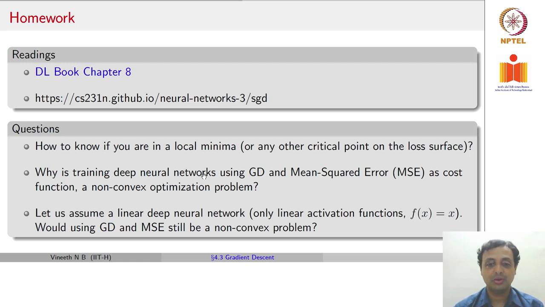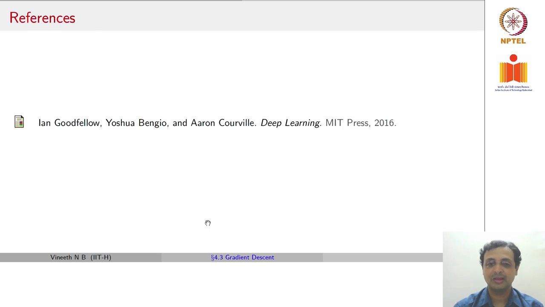Why is training deep neural networks using gradient descent and mean square error a non-convex optimization problem? This is the first question that we started with this lecture with. This is something for you to ponder upon. And finally, if we assume a deep linear neural network, no activation functions at all, would using gradient descent and mean square error still be a non-convex optimization problem when you train deep neural networks? These are some questions to think about, and here are references.